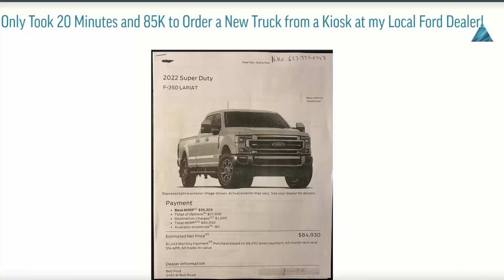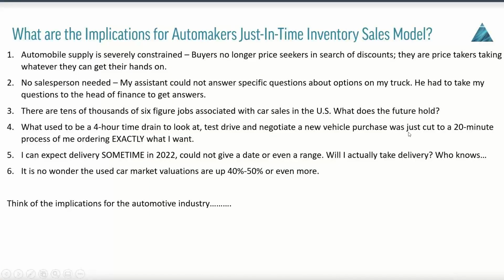Okay. So I walked in and I said that I was here to basically order the truck, and I was taken to a kiosk, and within 20 minutes and $85,000 later, I ordered a new truck from a kiosk at my local Ford dealer. And think about the implications for that for a minute, right? So this is what's called a just-in-time inventory sales model. And you've now got one of the world's largest auto manufacturers tinkering with this concept.